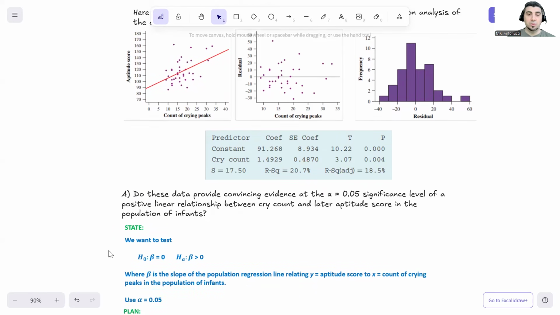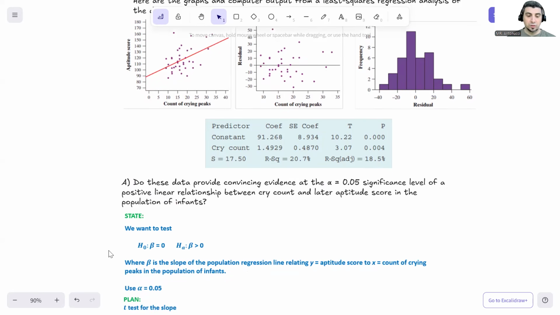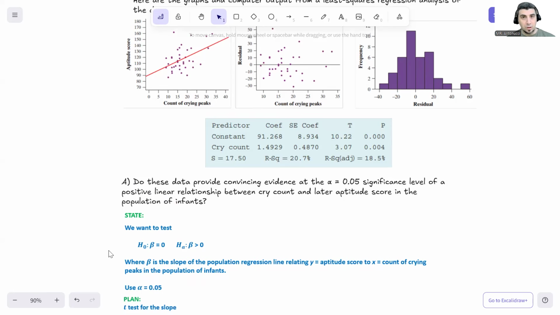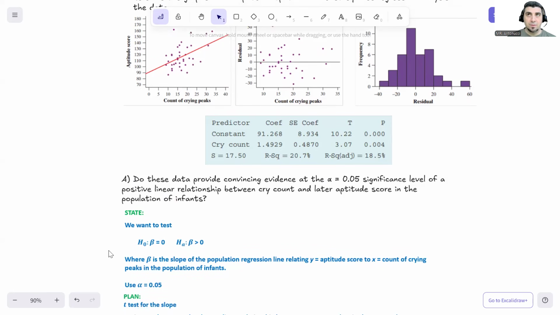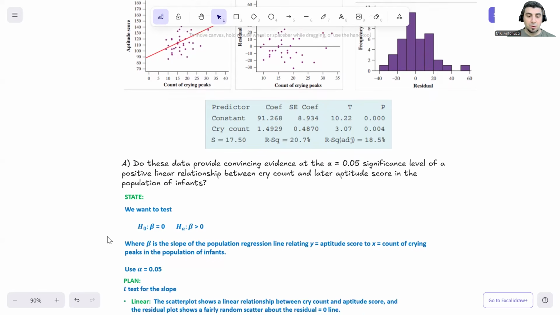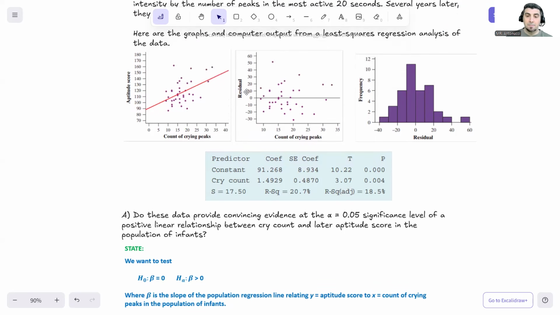In the plan step, the first thing we're going to do is state the procedure that we're going to then check the conditions for. So this is a t-test for the slope. We have the linear, normal, equal SD, random requirements here for the conditions. First, linear. If we look up at the scatter plot, it shows a linear relationship between cry count and aptitude score. And if we back that up with the residual plot, it shows a fairly random scatter about the y equals 0 residual line.